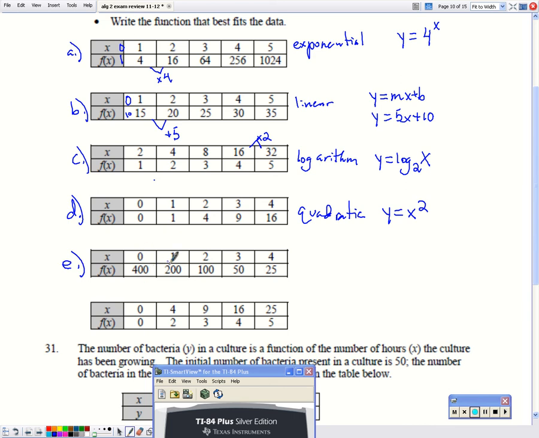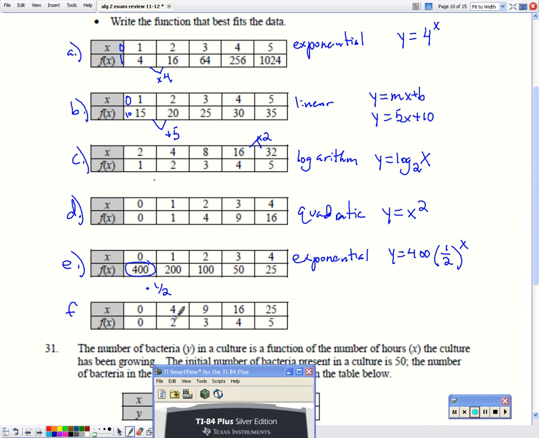We'll call this one E. We have (0, 400), (1, 200). It looks like a decreasing pattern. It's not a subtraction pattern because this is down 200 and down 100. What it is is that we're halving, or multiplying by 1/2, each time. This is an exponential decay. Our a value is 400 and our b value is 1/2. That looks like y equals 400 times 1/2 to the x.